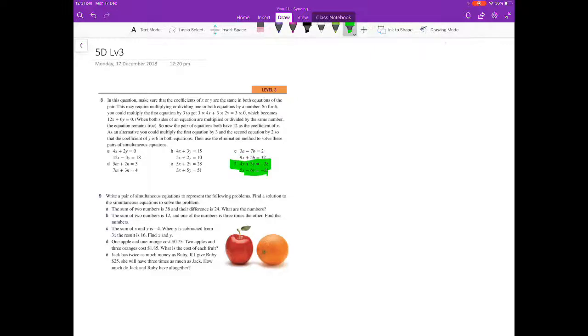Jumping over to F. 4x is 3y's, 5x is 6y's. Again, we have to go both to get to a common factor. Let's go 1 times 2.